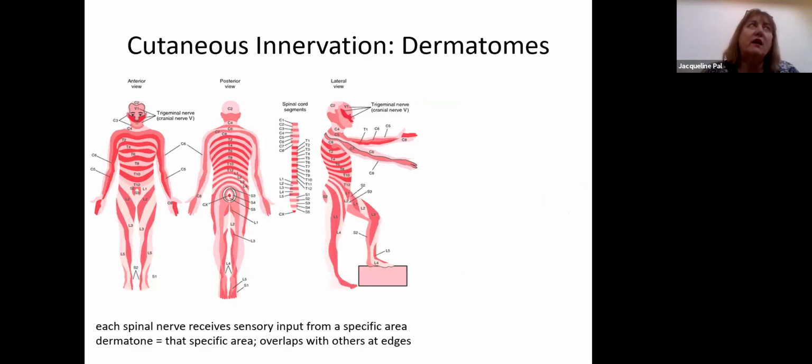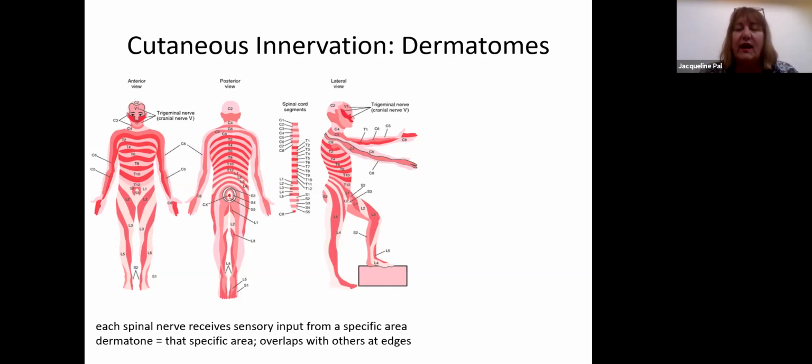So when we are talking about the somatosensory, we're talking basically innervation to the skin. And we can map that as these beautiful drawings here in what are called dermatomes. So each of these spinal nerves, the 8 cervical, the 12 thoracic, the 5 lumbar, 5 sacral, and the 1 coccygeal, they all receive sensory input from one specific area. That area is known as a dermatome.